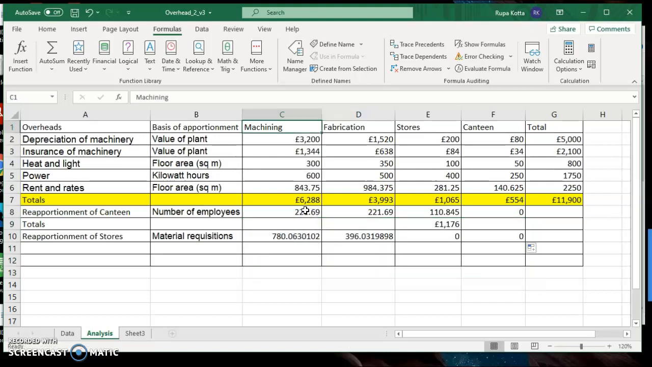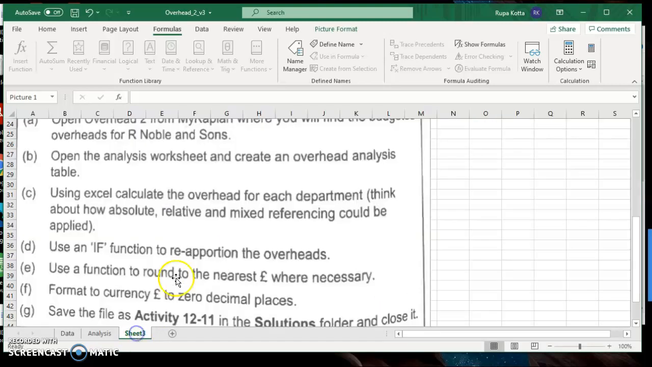Then take the total again. Once you finish the reapportionment, these department costs will become 0. So if you want, you can put a minus 1176 to show that the cost has been reapportioned, and then this will be 0, so you don't need any totals over here, and this total is already done. So we use an if statement to reapportion.